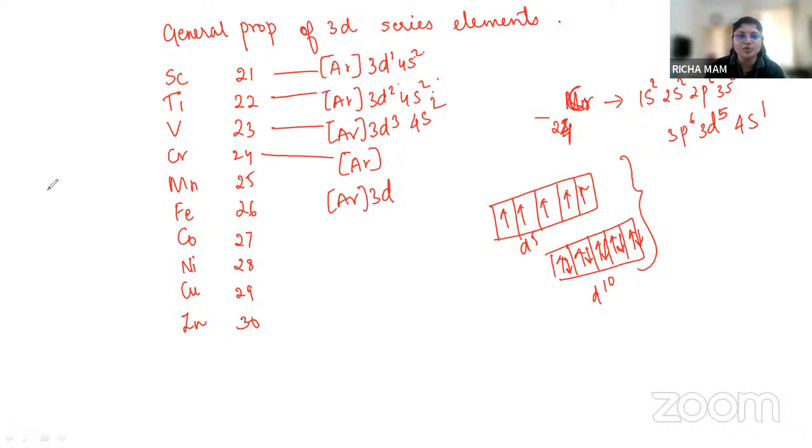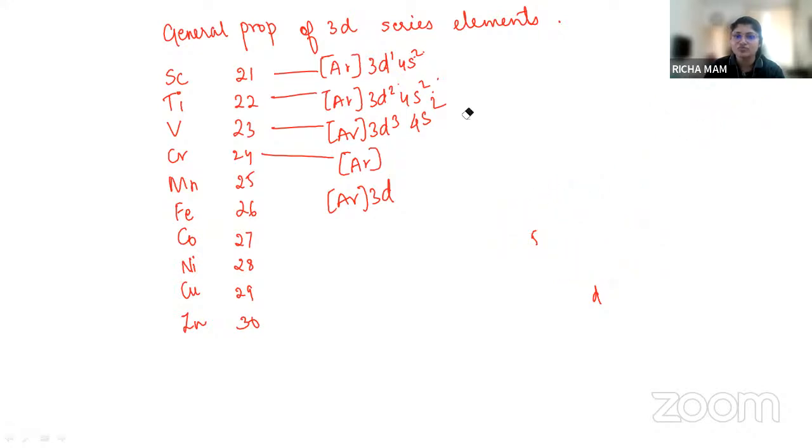So let's see for chromium. First, we'll write for chromium. Argon is 18. So remaining how many? 18, 19, 20, 21, 22, 23, 24: 6 electrons. So we can do it as 3d5 and 4s1. Okay, we can do it as 3d5 and 4s1.